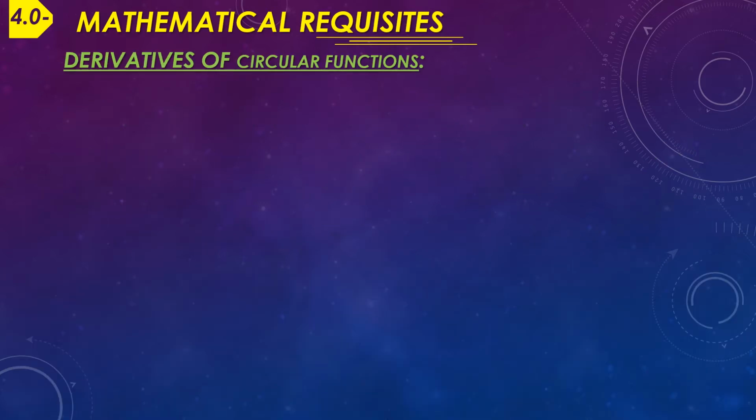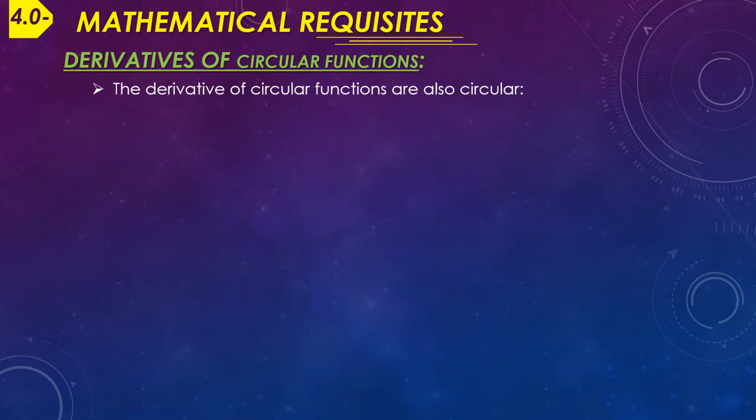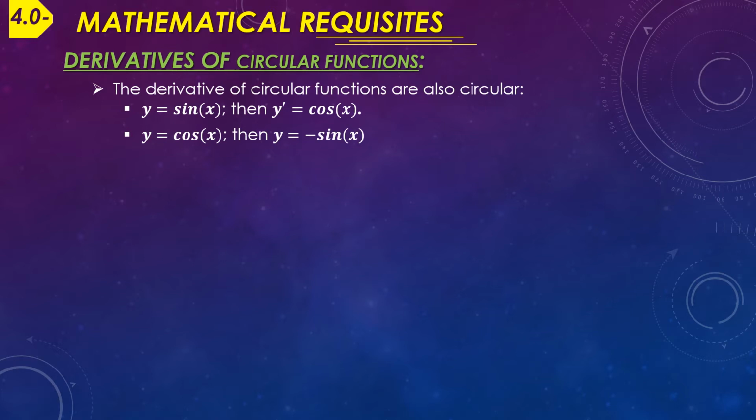Now, passing to something a bit more complicated about circular functions. First, we start with the derivatives. The derivative of a circular function is also circular. That's something which is for sure. Now, if you have the function sine x, its derivative is cosine. While if you are deriving the function cosine x, you get minus sine.